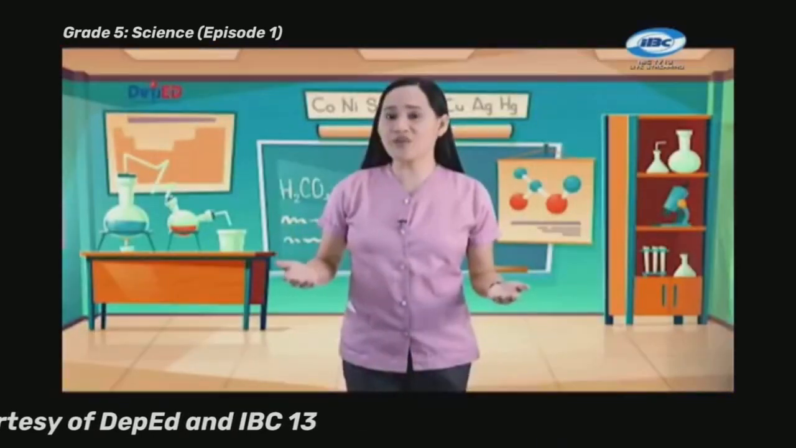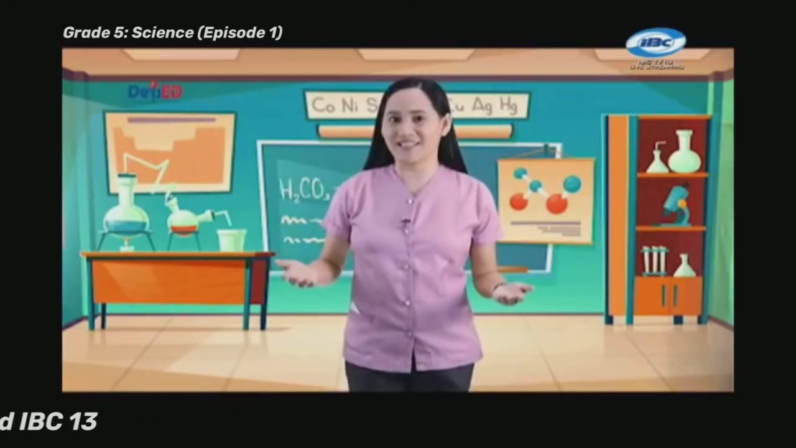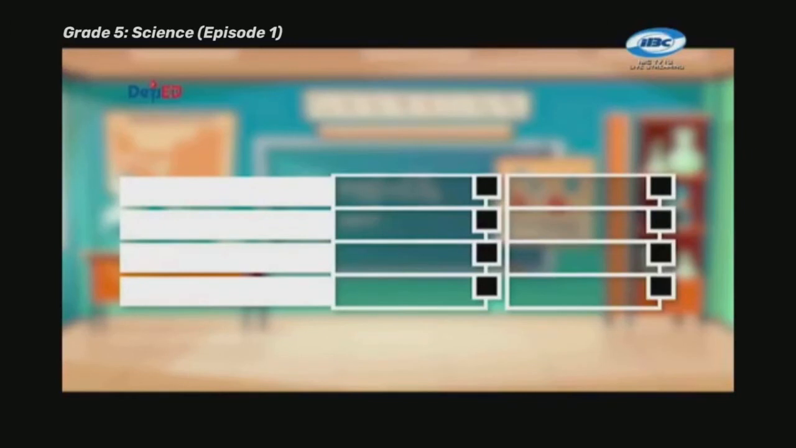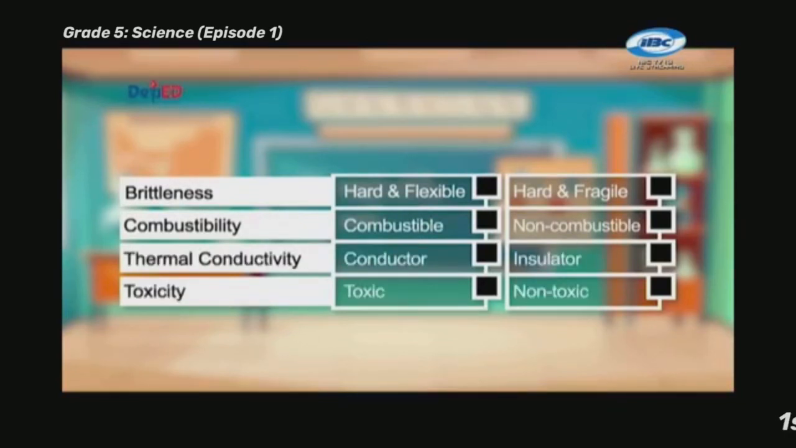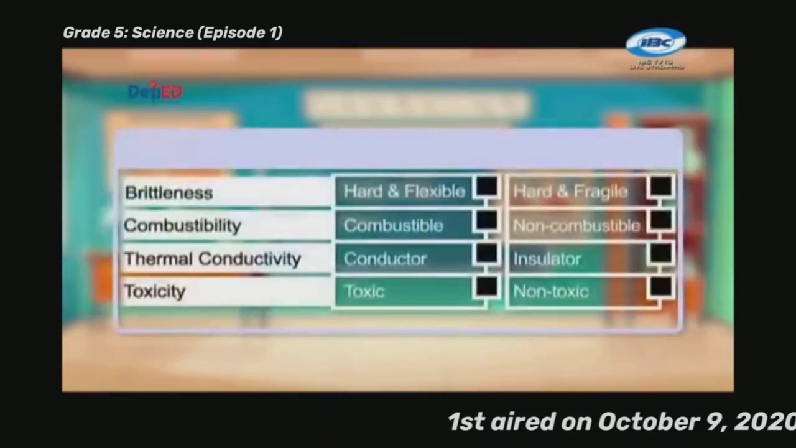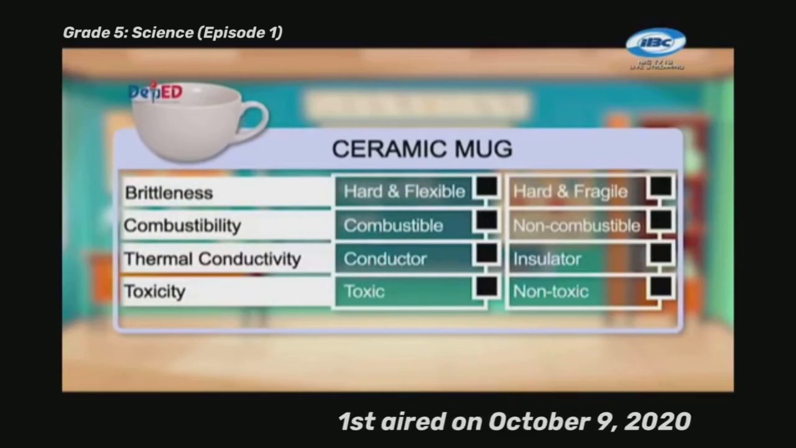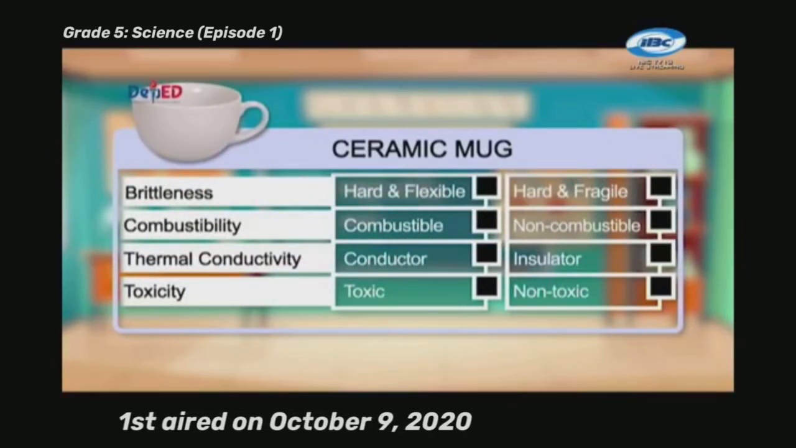Now that you are familiar with the properties of materials, let's try what you've got. Let's identify the object in terms of brittleness, combustibility, thermal conductivity, and toxicity. Put a check on the box that closely describes the materials. Object number 1 is a ceramic mug. Let's identify its properties one by one.